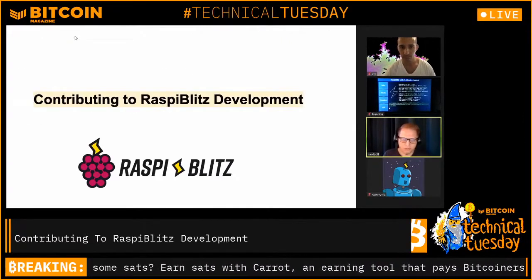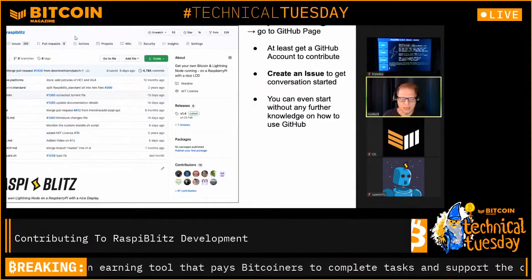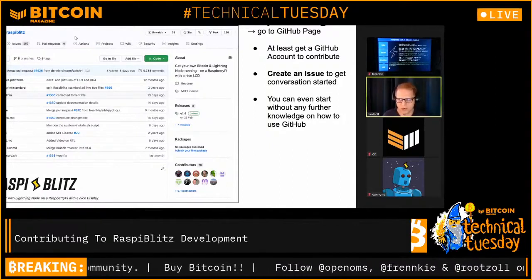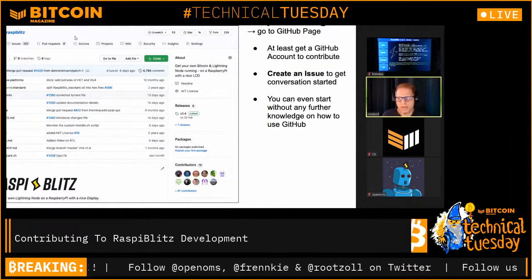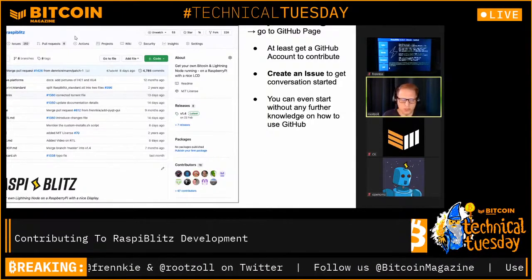Okay, so first point, contributing to the RaspiBlitz development. First take a look at the GitHub page, because if you want to have a quick jump, you can go to RaspiBlitz.org. It's just a simple site that gives you some quick links, and the major link there that you will find is the link to our GitHub page. And this is where we coordinate, where we develop.